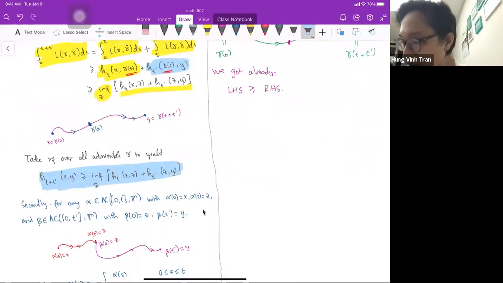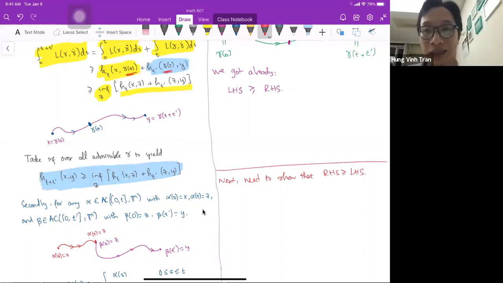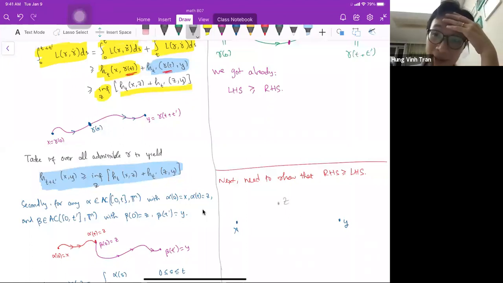Now we need to show that the right hand side is greater than or equal to the left hand side. So how do we do that? To prove that, we would need to take any possible z. So I'm going to write out, this is x, this is y. We pick any possible z in the space.